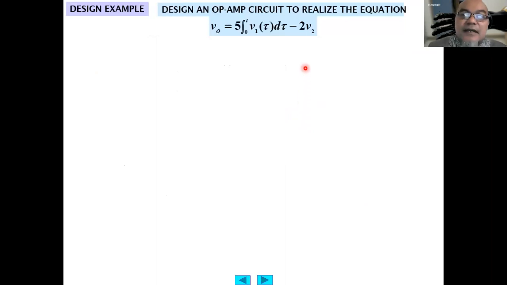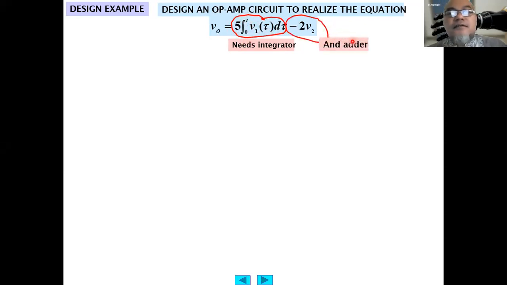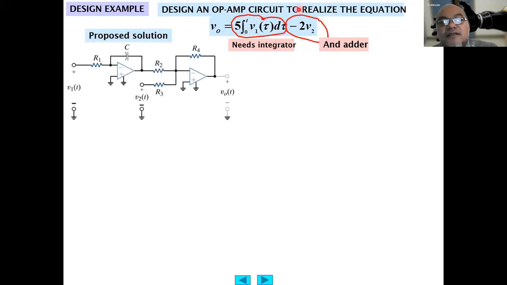Another example: design an op-amp circuit to realize this equation, V output equals 5 times integral. So this is an integrator circuit. Remember, if it is an integrator, the C is in the feedback from the output to the negative terminal of the op-amp. The expression is 5 integral from 0 to t of V1 dt minus 2V2. This means an adder. Remember the adder circuit from the op-amp chapter. So this is an integrator and this is an adder.